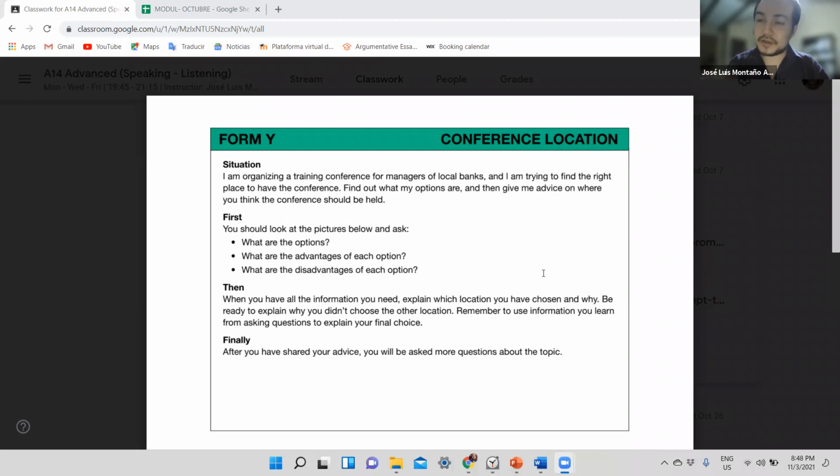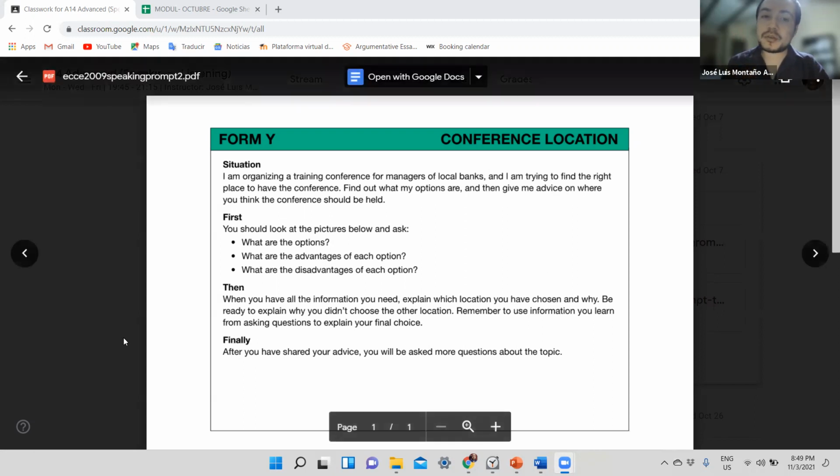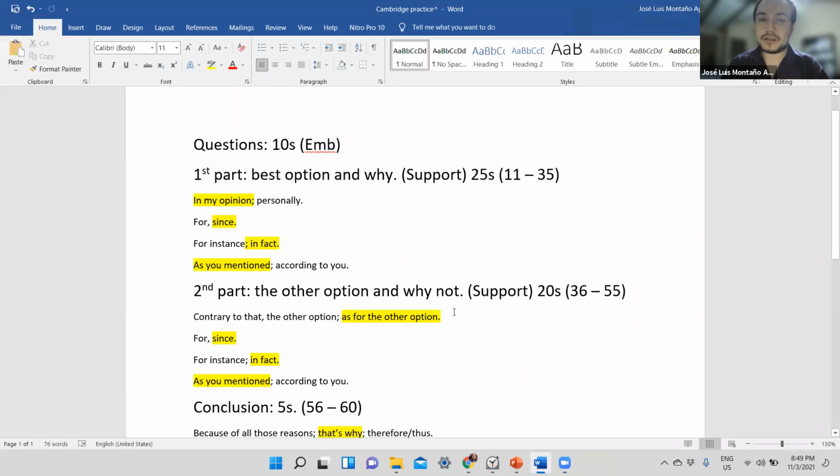And as soon as I finish telling you all the information, you're going to have only 1 minute. Okay, I'm going to give you 2 minutes because you may start later on, but you only have 1 minute. The recording has to be 1 minute. All right, for first reformulating the questions and then telling me everything in the structure that we learned. That is this one over here, right? Restating questions, first part, best option and why, second part, the other option and why not, and conclusion. All right, that's what's going to happen.